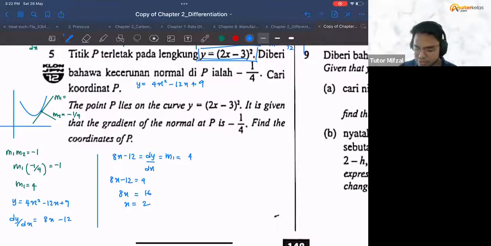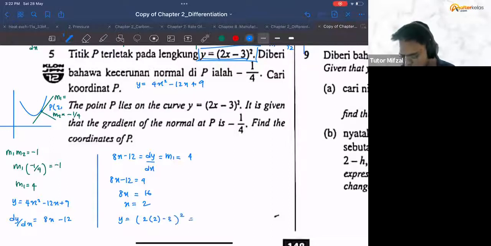That is the coordinate for P lah. P ni you dah tahu dah. X adalah 2. So you find an equation where you can get the value of y. Tahu dah kan? Sinilah y. Y equivalent to (2x minus 3) kuasa 2. So masuk je, substitute je the value of x. Okay. 2 times 2 is 4. 4 minus 3 is 1. 1 square is 1. Okay. So your coordinate of P would be 2, 1, settle.